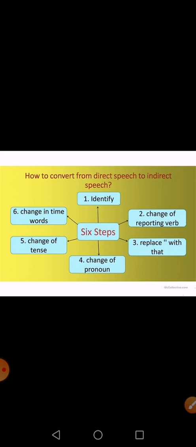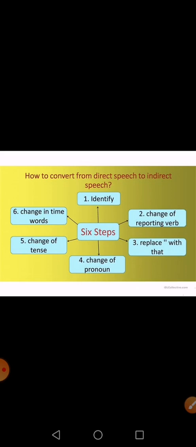The fourth step is change of pronoun. You know what pronouns are. Pronouns are words which are used to avoid the repetition of a noun again and again. They are I, we, you, he, she, it, etc. Now there are three types of persons in pronouns. They are called first person, second person, and third person.